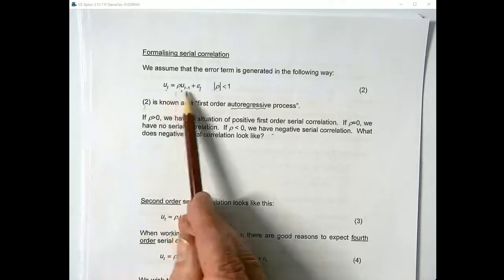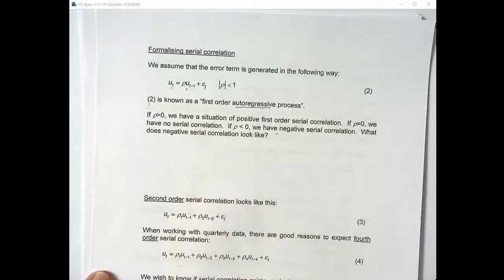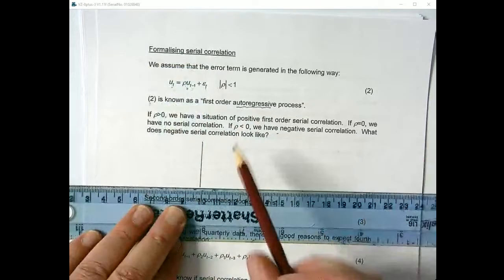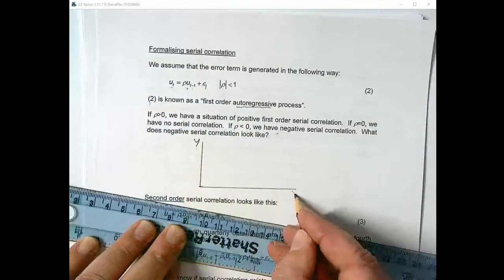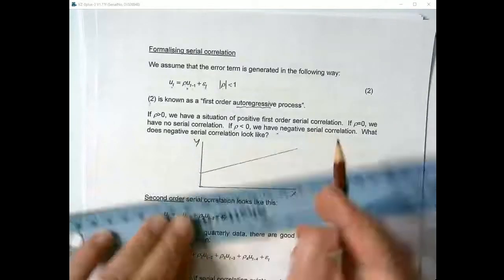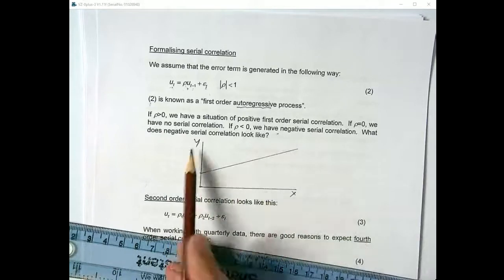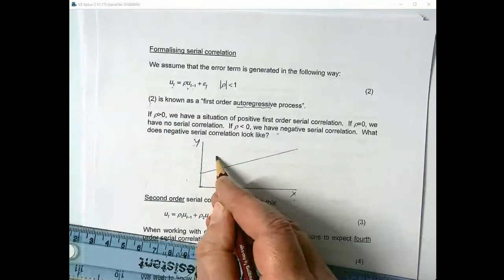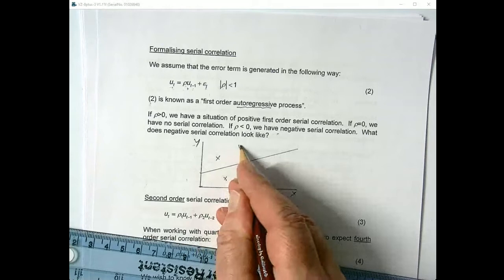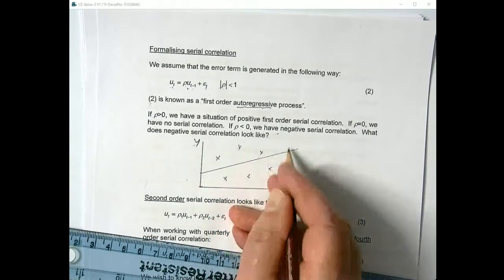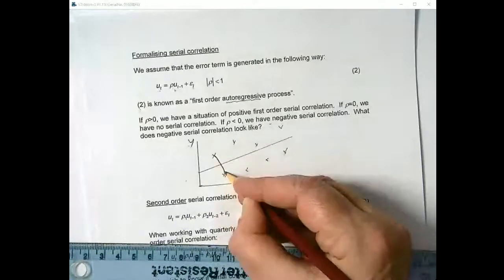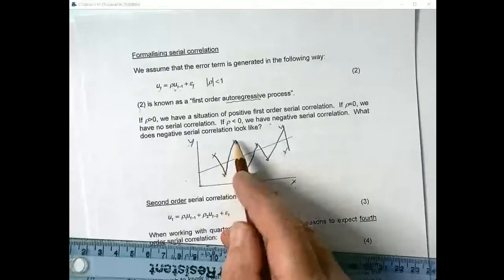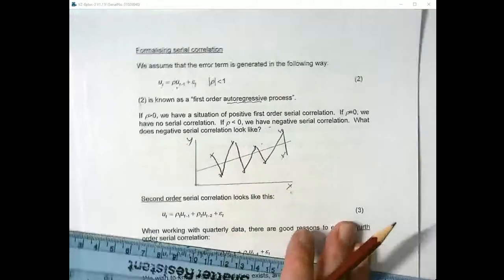negative. Opposite sign. So what does negative serial correlation look like? If our dependent variable is y and our explanatory variable is x, and the true regression line is this, then negative serial correlation looks like this. So we are zigzagging above and below the true regression line. Like this: above, below, above, below, above, below. That's what negative serial correlation looks like.